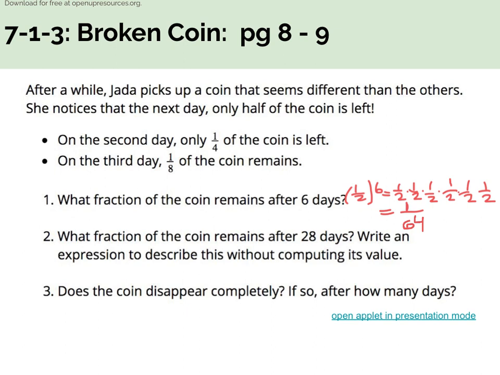So let's talk about the 28. If we want to write it as 28 days, we are going to have 1/2, and all of that is going to be raised to the 28. So does the coin disappear? Honestly, the coin will never completely disappear, because each time it just gets a half smaller and a half smaller and a half smaller. Now, it gets really, really small, but it does not completely go away. And so we're going to watch a video about that.